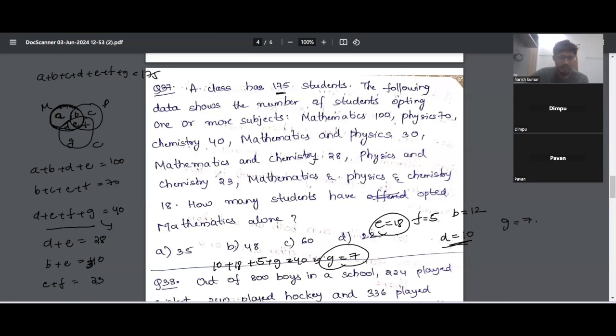Next, here we have B plus C plus, or directly I could use this only. I have to figure out what is B. Do I know B? Yes, I know B. Directly I can put it here. So A plus B is 12, D is 10, E is 18, that equals 100. So A plus 40 equals 100. So A is equal to 60. So 60 is my answer.